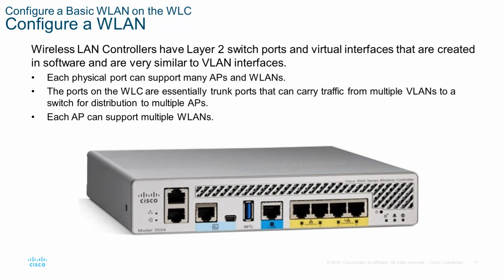So generally speaking, a wireless controller has layer 2 switch ports. This is required to provide that trunking feature I was talking about. So we need to be able to carry multiple VLANs around. So we need the ability to have a layer 2 switch and VLANing and trunking.